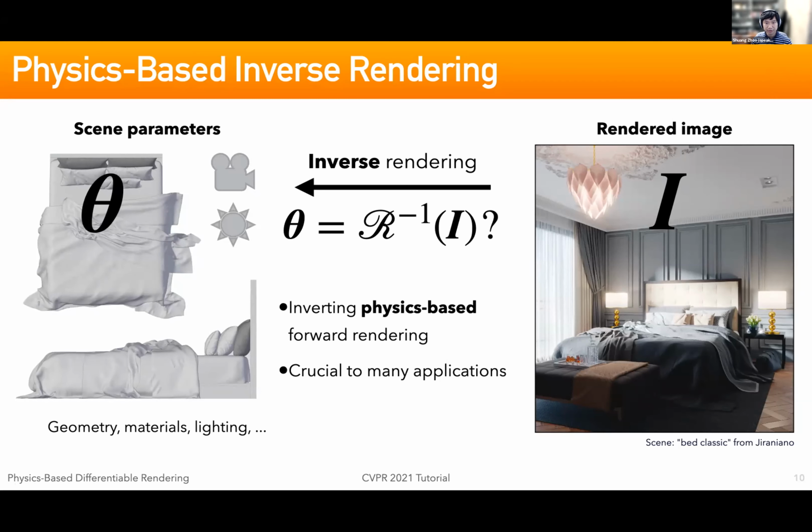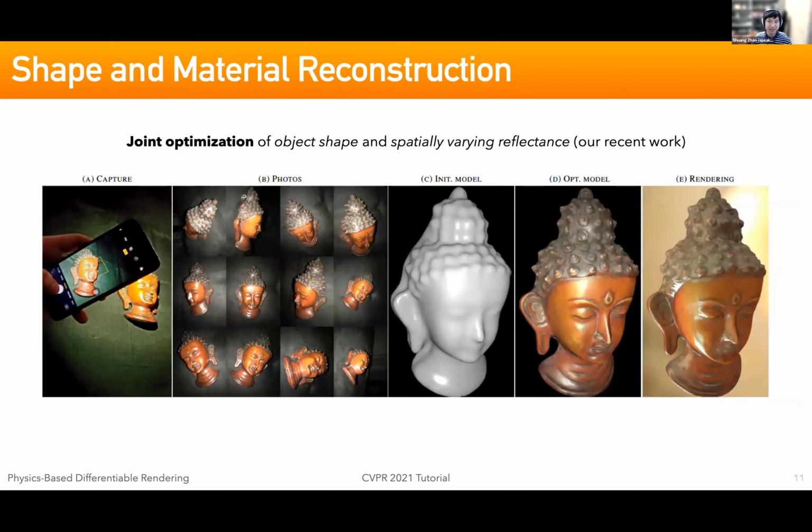The reason why we want to do this is because the ability to invert such complex light transport scenarios is important to many applications. The first application, as I mentioned earlier, is the fairly classical shape and material reconstruction. So basically, if we take a bunch of photos of an object, we want to build a digital model out of it. Again, it's a super classic computer vision problem.